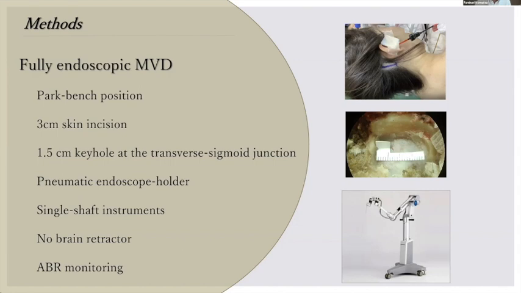The patient is placed in the park bench position. The 3 centimeter skin incision is made just behind the ear, and a 1.5 centimeter keyhole at the transverse sigmoid junction is created. And the endoscope is fixed at the pneumatic endoscopic holder and the single shaft instruments are used for bimanual techniques. And no brain retractor is used. Continuous ABR monitoring is conducted.